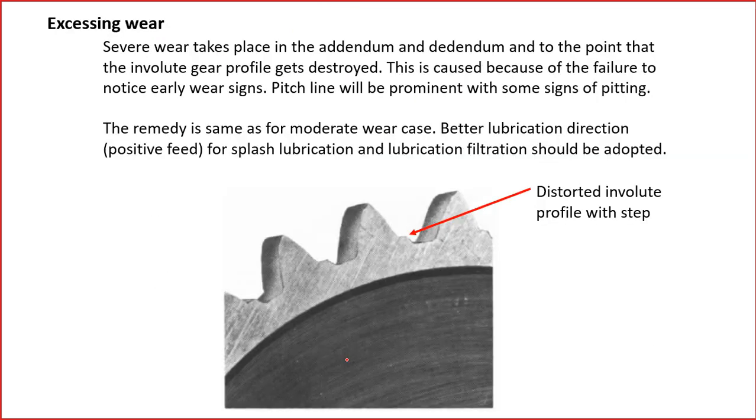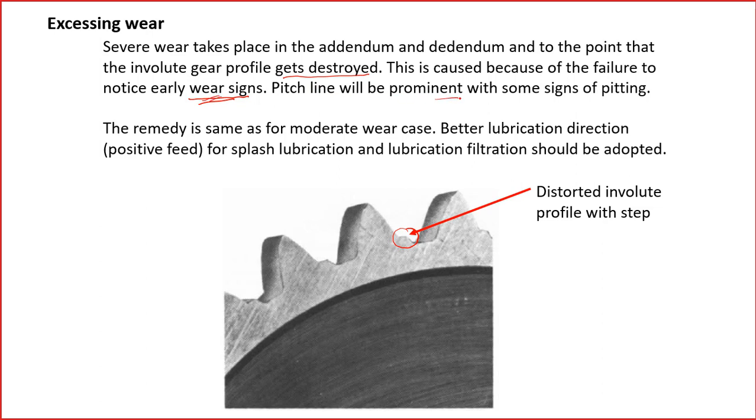And the third type is excessive wear or drastic wear. Severe wear takes place in the addendum and dedendum to the point that the involute gear profile gets destroyed. So the profile gets destroyed, just like here you can see that some new things are coming up. This is caused by the failure to notice early wear signs. Obviously, if moderate wear is taking place and you leave it in this situation, if the wear rate is quite high, then it will lead to excessive wear.